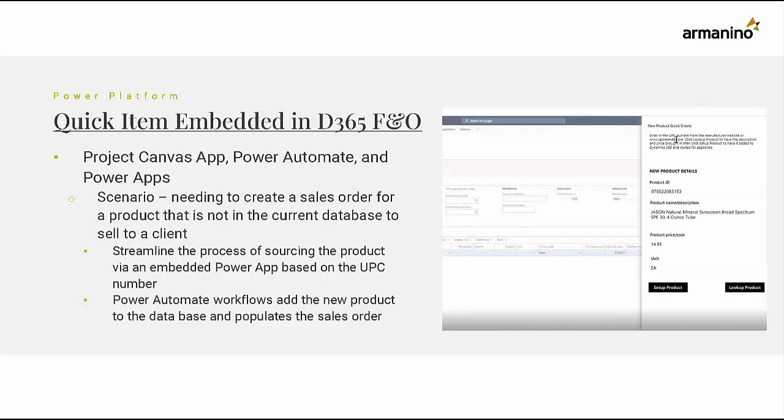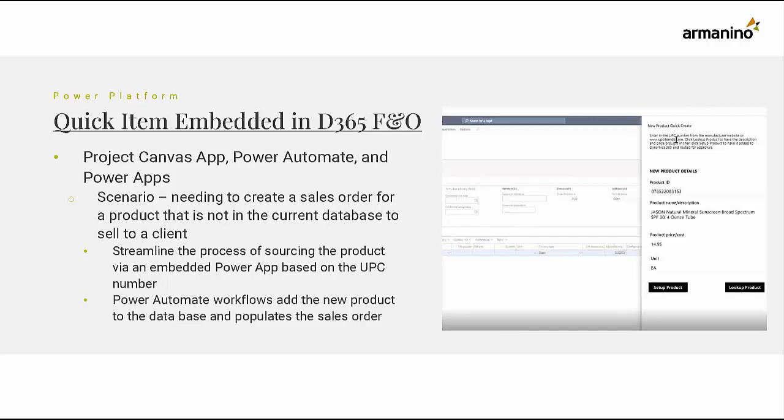In this video, we'll be looking at how we can leverage the Power Platform, specifically a Power Apps Canvas app and Power Automate, embedded directly within our Dynamics 365 application, in this case Finance and Operations, to streamline this process and allow the seller to actually create a draft of that product so they can add it to the sales order.